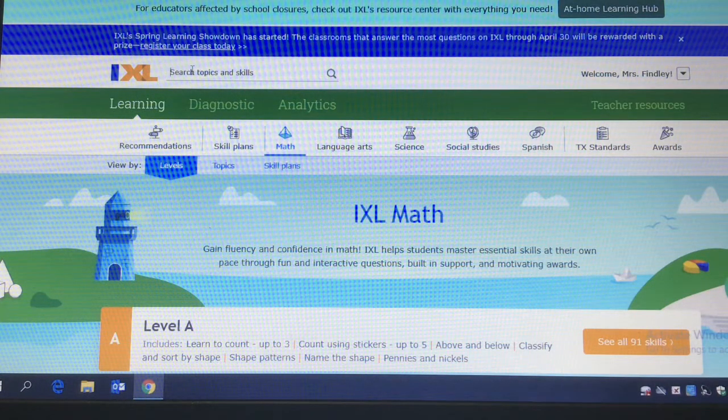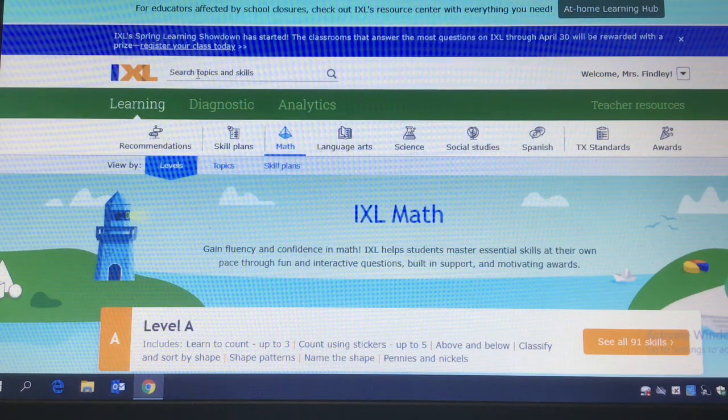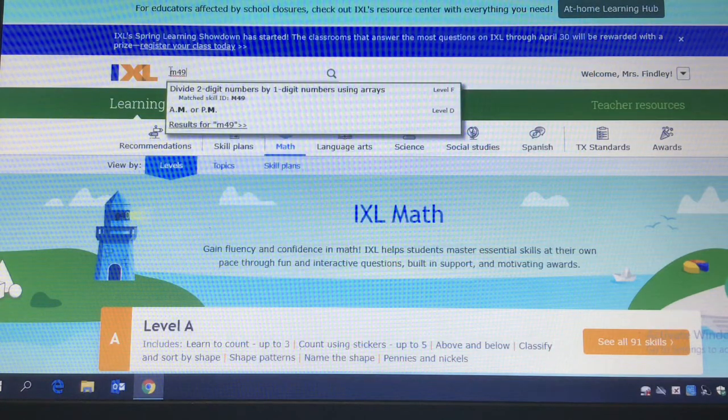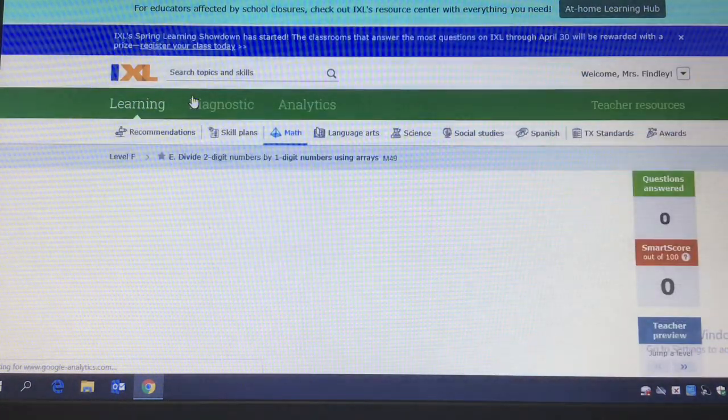Hello, fourth grade math. Okay, so we're going to continue on with division. Today we're going to be taking a look at IXL skill code M49. Remember to just come up here and type M49, and it does not have to be capital. It can be lowercase, doesn't matter. But you do need to come down here and click on this one whenever it pops up.